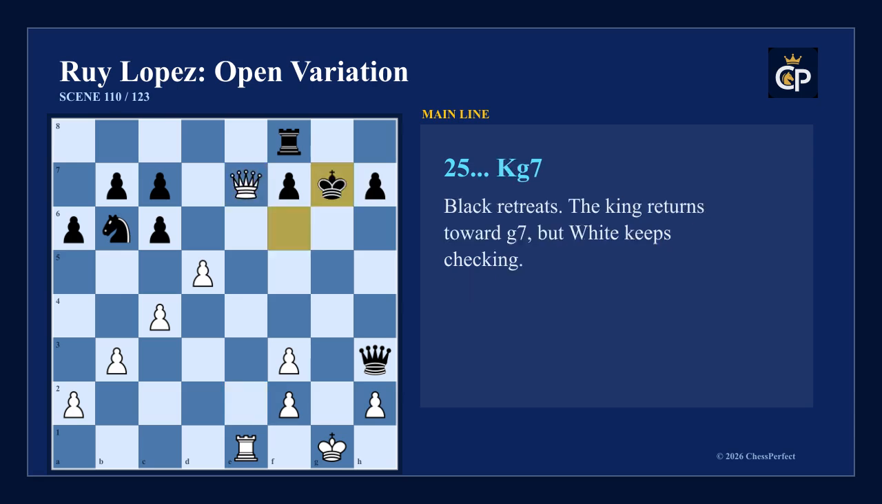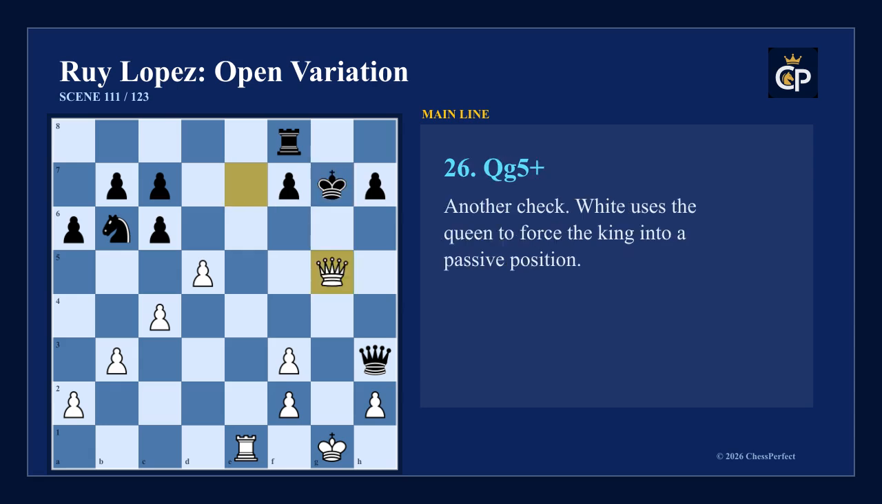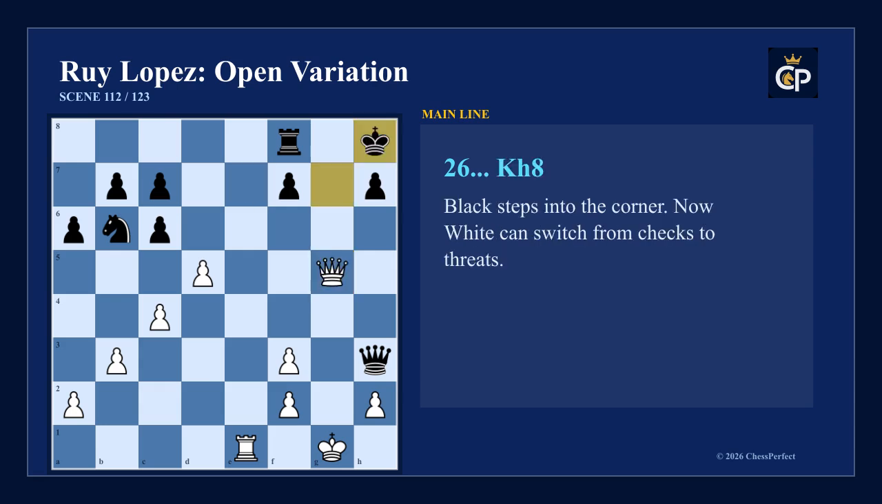King g7. Black retreats. The king returns toward g7, but white keeps checking. Queen g5, check. Another check. White uses the queen to force the king into a passive position. King h8. Black steps into the corner. Now white can switch from checks to threats.